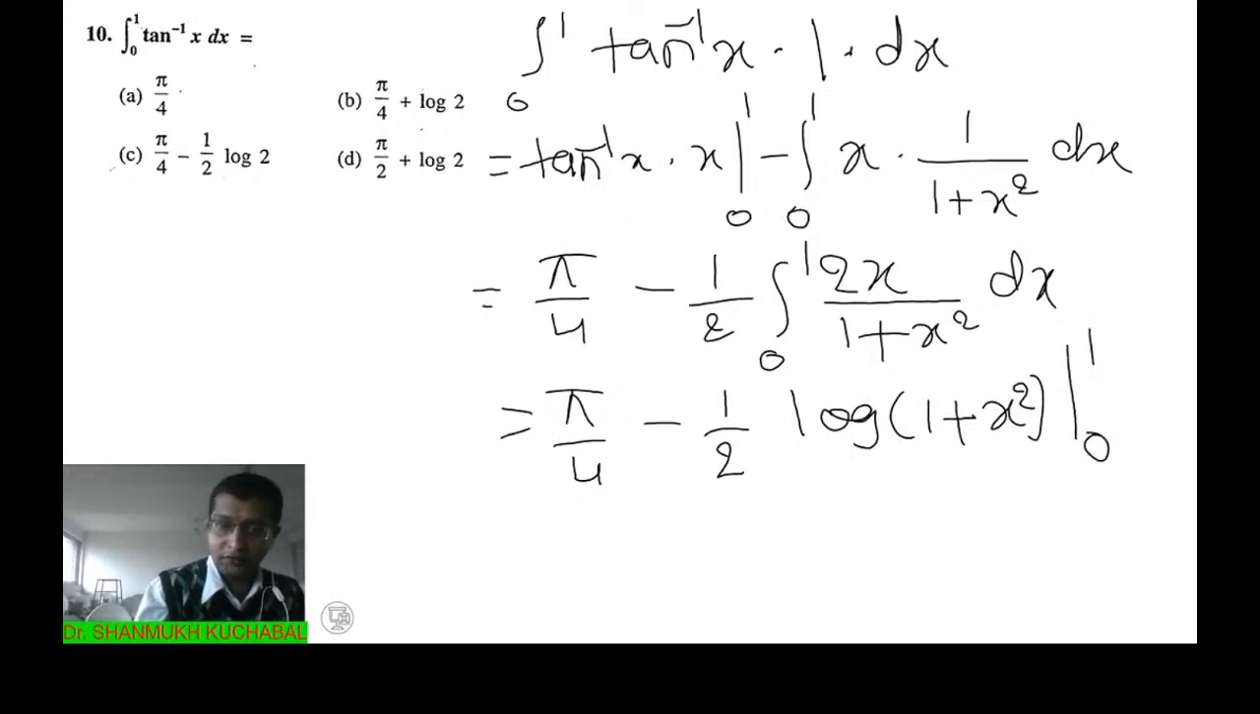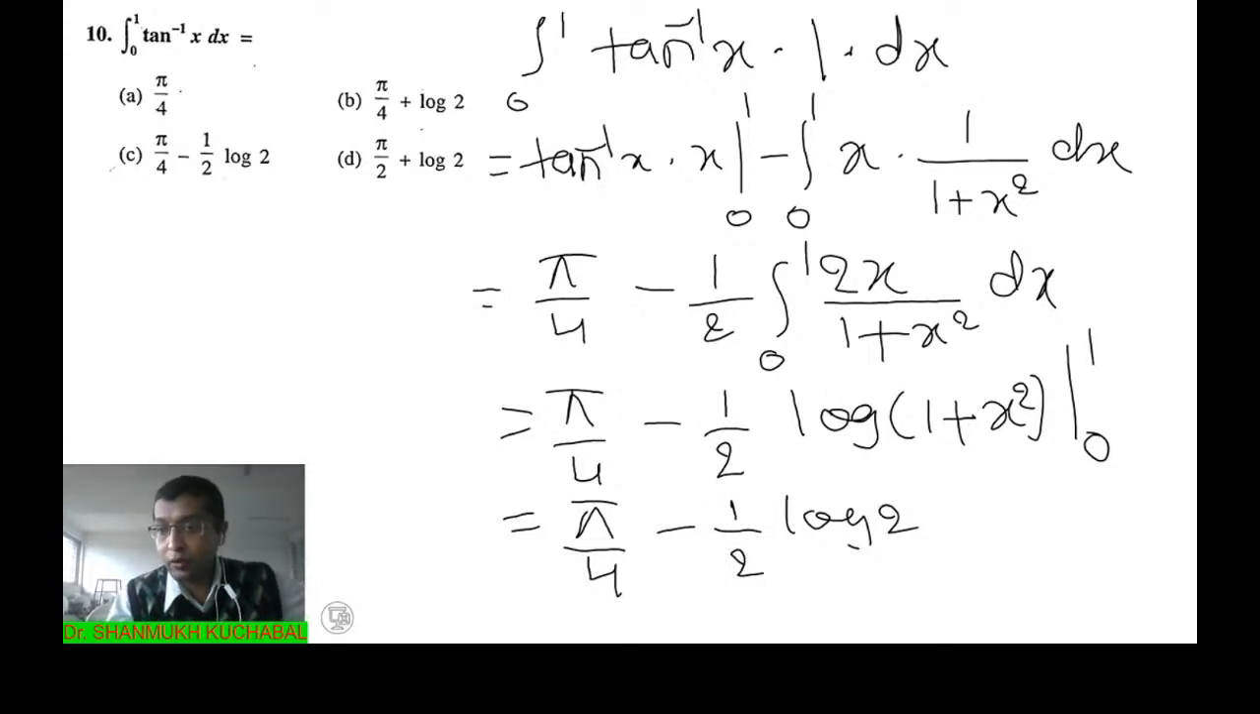So further we take the value of x equal to upper limit. Now pi by 4 as it is, upper limit we get 1 by 2 log 1 plus 1 square, that is we get 2. Further minus lower limit log 1 plus 0, that is log 1. Log 1 is 0, therefore we get the solution pi by 4 minus 1 by 2 log 2. Therefore we can see here clearly option C is the right answer.